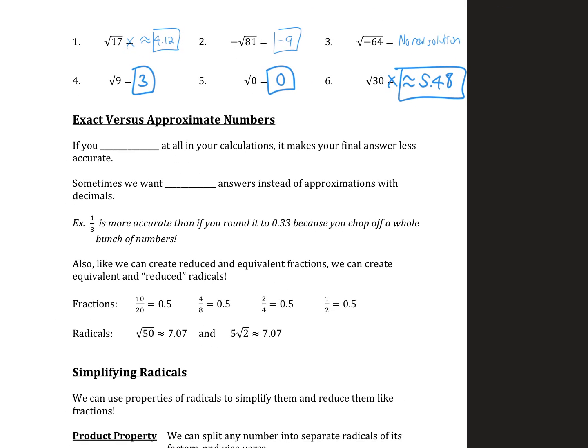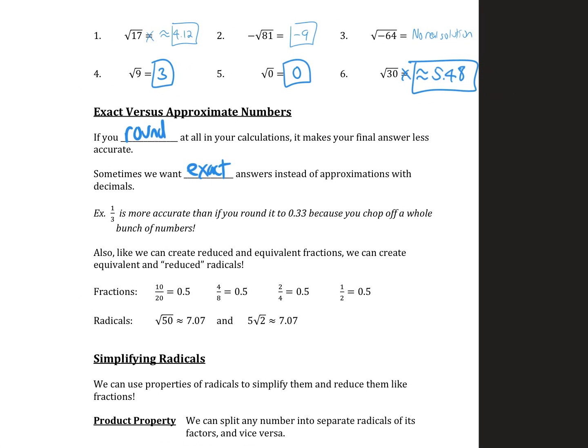All right, we're actually going to talk about that next year. We have exact versus approximate answers. If you round at all in your calculations, it makes your final answer less accurate. And sometimes we want exact answers. We want what? Instead of approximations with decimals.